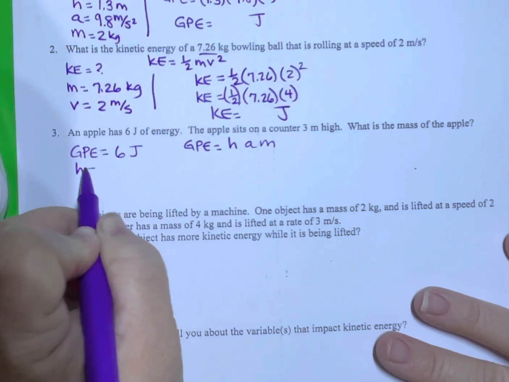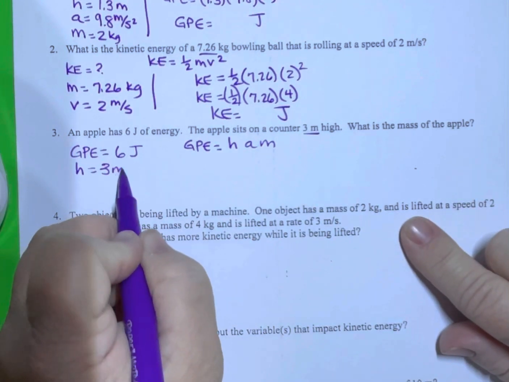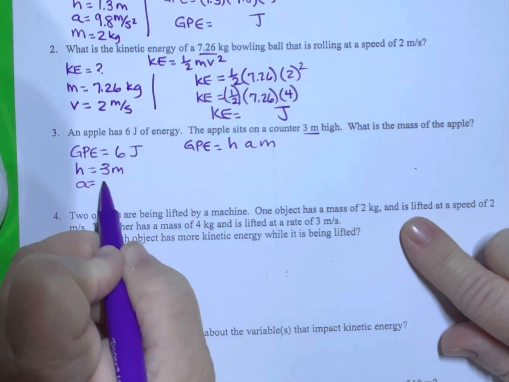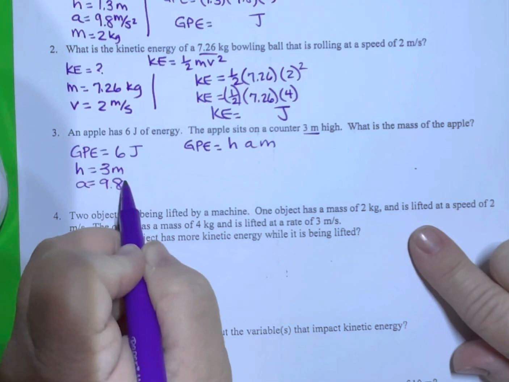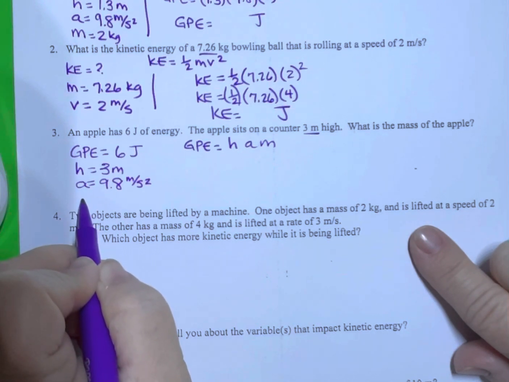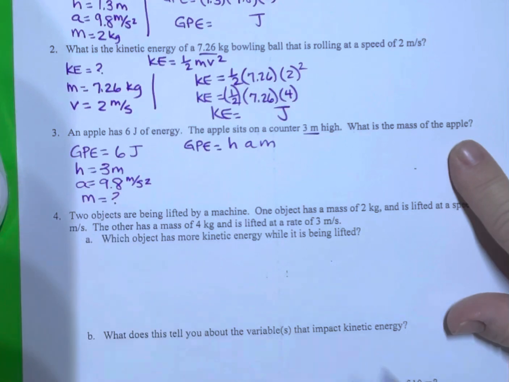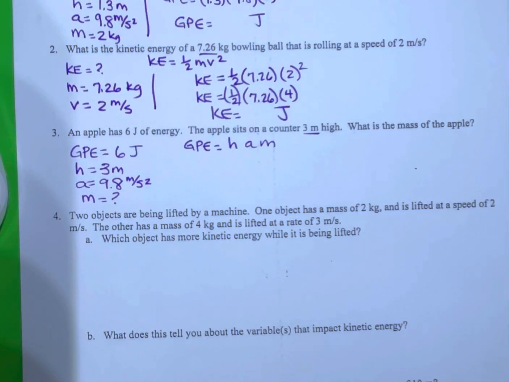Okay, so our gravitational potential energy is 6 joules. The height, they tell us, is 3 meters. The acceleration due to gravity, remember, that's always the same number. It never changes. Meters per second squared. And then our mass, they don't tell us what that is. So we're going to have to solve for the mass.